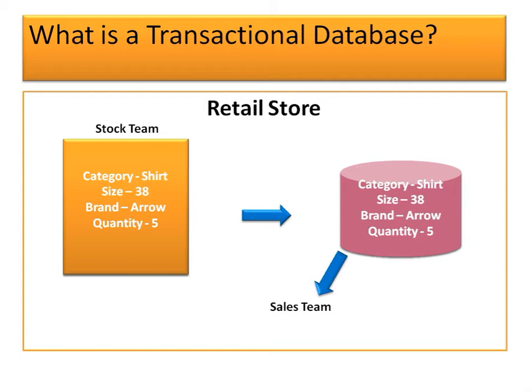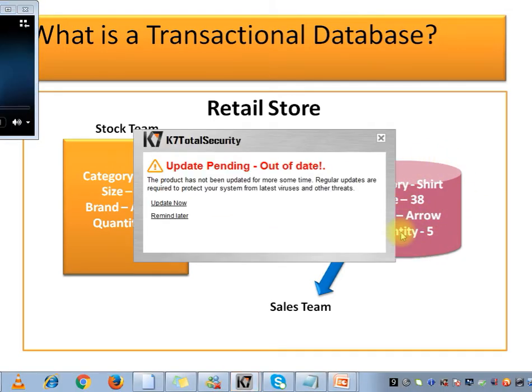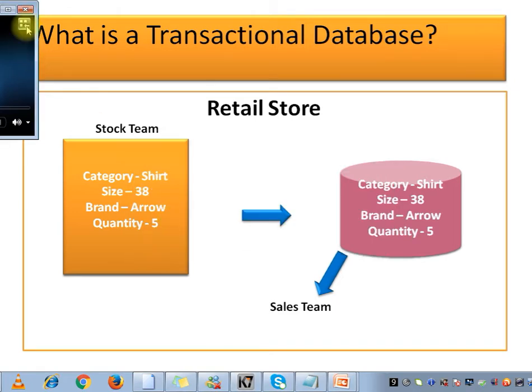So this particular database is called a transactional database, where the transaction happens, where the stock team is doing inserting and updating transactions on the same database, and the sales team is also making modifications. So during the invoice, the product will be deducted at the database level. So this database is called a transactional database.